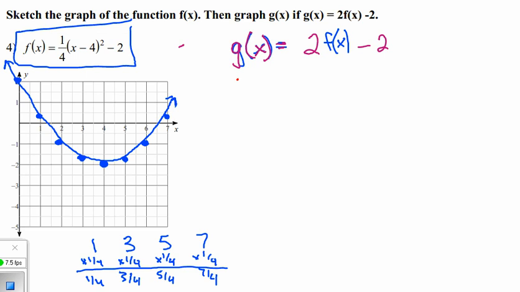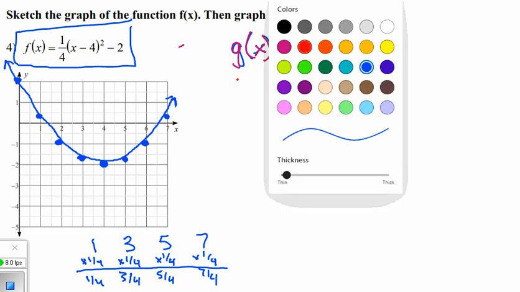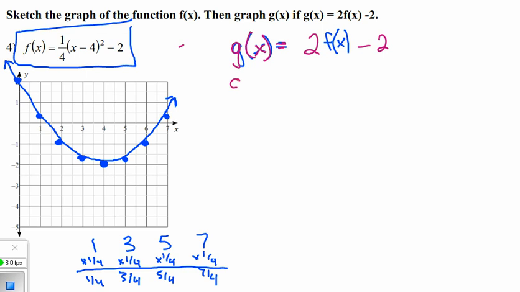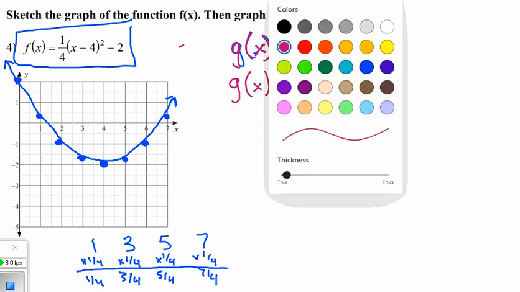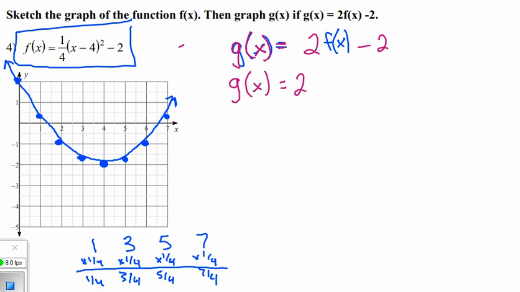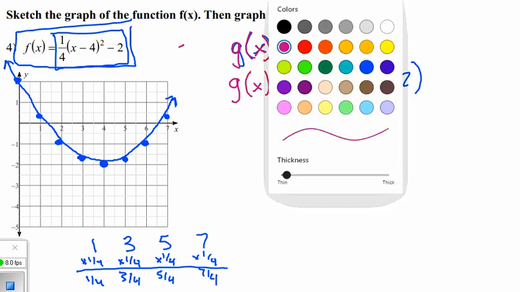But what we do is we plug in f of x in this equation right there. Okay? So when I come to f of x, I'm going to replace it with this. So put it in parentheses because all of it needs to be multiplied by 2. 1/4 x minus 4 squared minus 2. Okay. And minus 2.